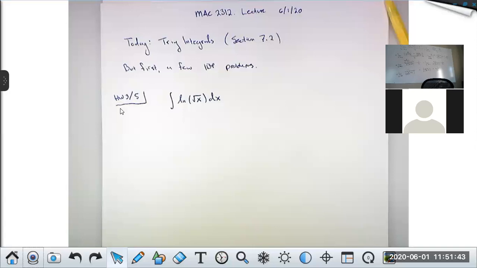So my LIPET rule for choosing u and dv in integration by parts starts with an L, and that L stands for logarithm. Since this integrand does have a logarithm in it, according to my LIPET rule, I should use that piece for my u and everything else for dv. So that's what we'll do.